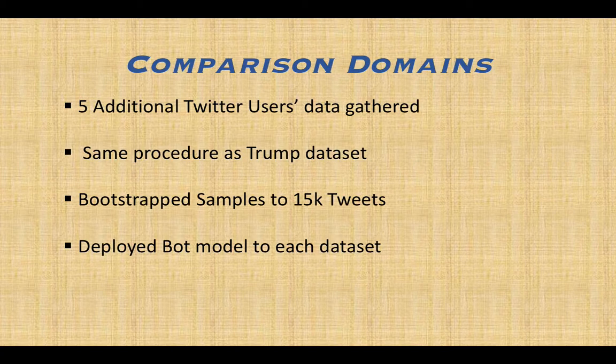So at this point, I gathered 5 additional Twitter users' data, and I used the same procedure as the Trump data set. Because it was so difficult to gather data in large quantities, I had to bootstrap the samples for each of these comparative domains to 15,000 tweets, and then I deployed the model as before on each data set.